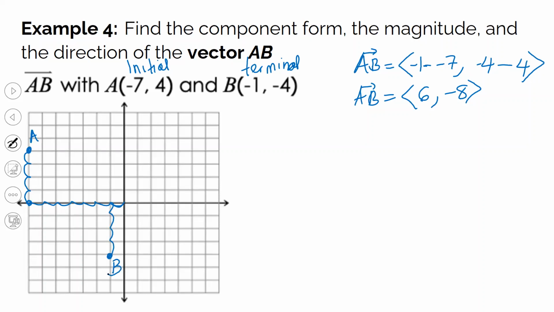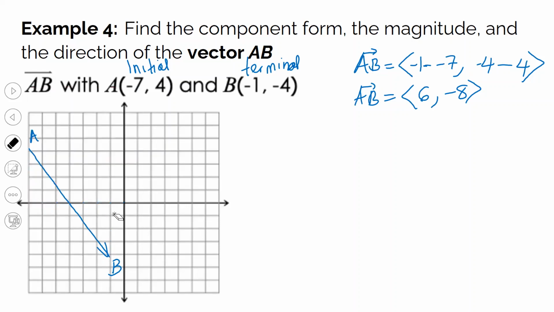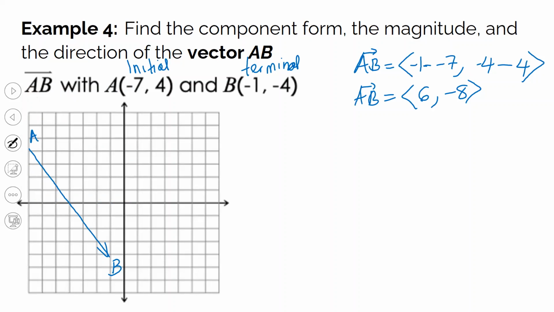Okay. So now our vector, because again, the initial point is always the starting point, so our vector is like that. So now I can actually delete all of this, erase it. Okay. So that's our vector.